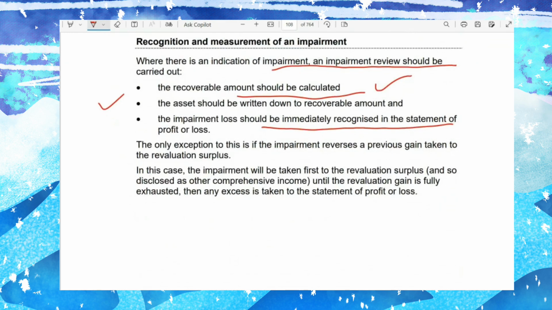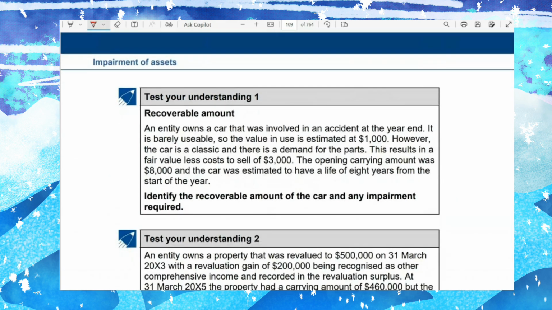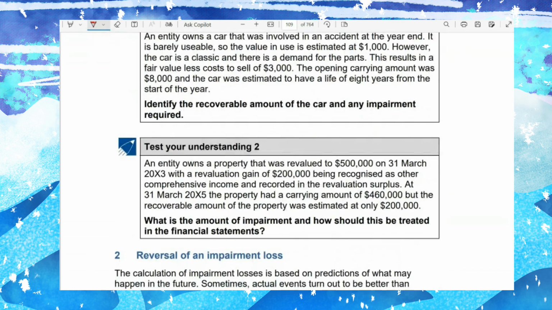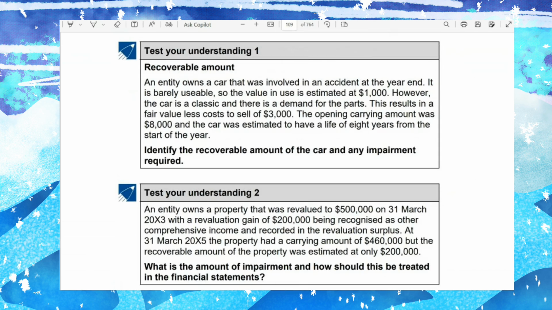See under this one, what they are asking: identify the recoverable amount of the car and any impairment required. So what is the story? The entity owns a car that was involved in an accident at the year end, and it is barely usable. The value in use is estimated at $1,000. However, the car is a classic antique car or something like that, and there is a demand for the parts. As a result, a fair value less cost to sell of $3,000 is anticipated. The opening carrying amount was 8,000, and the car was estimated to have a life of 8 years from the start of the year.